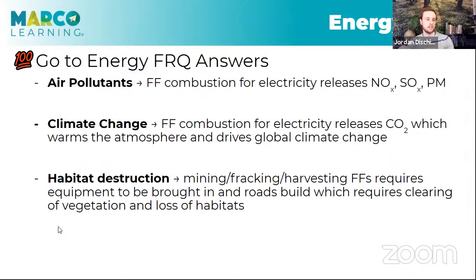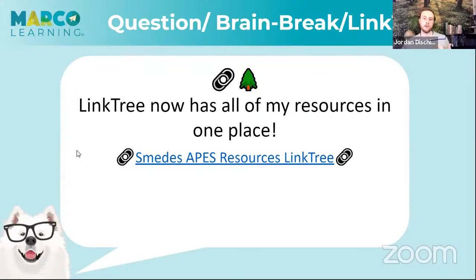And then finally, habitat destruction. This is kind of like an ace in the hole answer that you can use for agriculture, mining, fossil fuel mining more specifically, urbanization, road construction. Almost any development that humans do will lead to habitat destruction. So those are three go-to answers that are super good to have in your back pocket when it comes to energy.